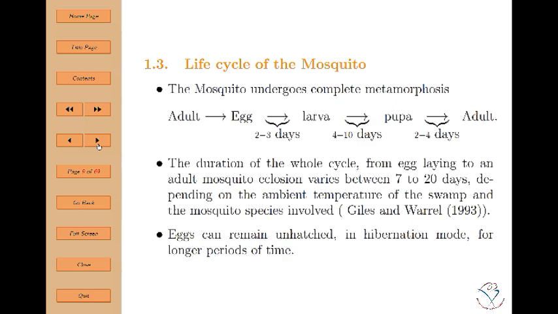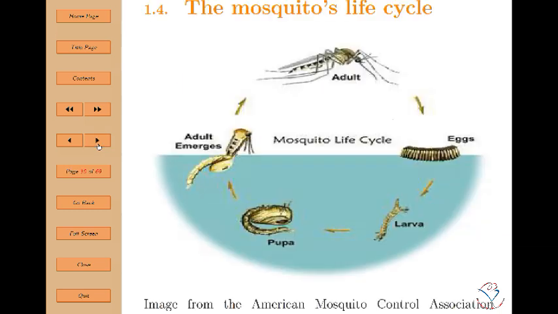And the other important fact is that the eggs can remain unhatched in hibernation mode for longer periods of time. And therefore, even when the environment is not conducive, the species can be preserved through the eggs. Like I said, you look at this life cycle, it has two parts. We have the upper half, which shows this picture from the American Mosquito Control Association. It shows that the adult lives on land and the other part lives in water. So there are two different living environments.